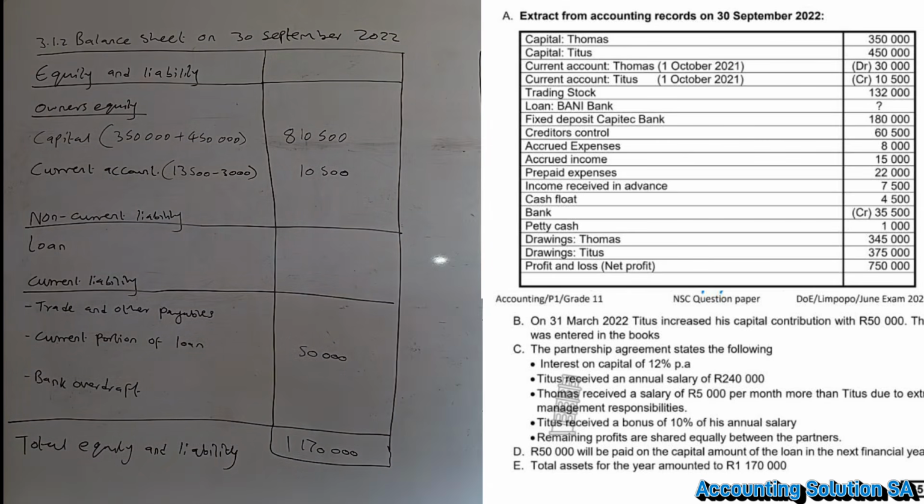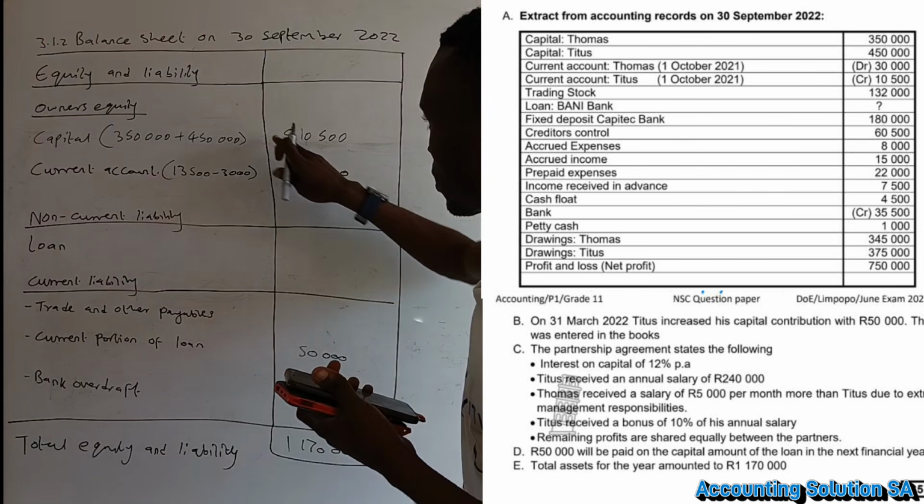Now let's go back to our extract because we are done with the transactions. Now let's check the information that will fall under the balance sheet. For the equity part, guys, we are done. Equity part, we are done. This 810 is total equity.